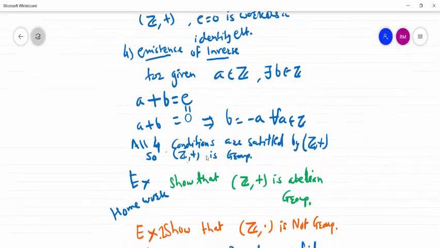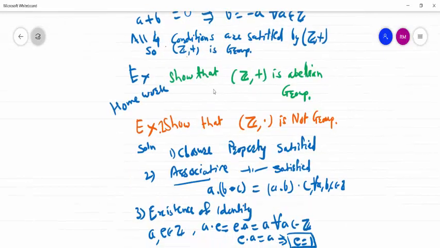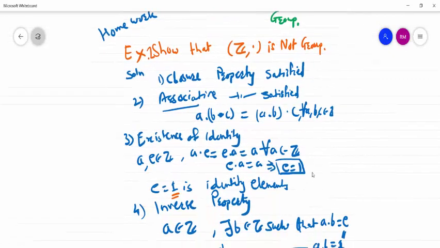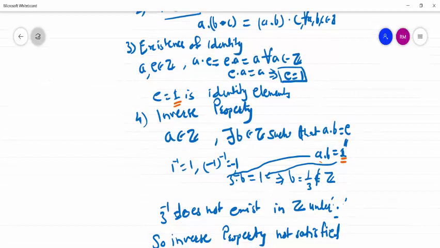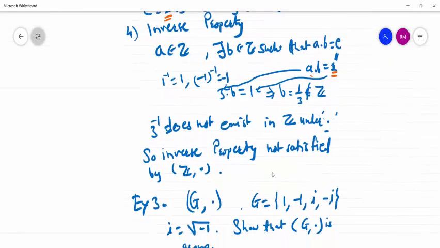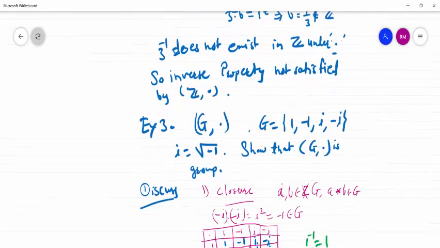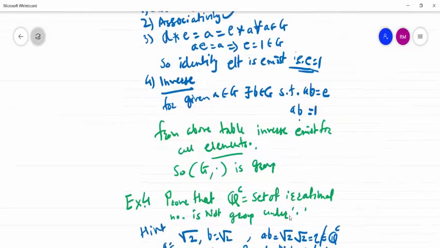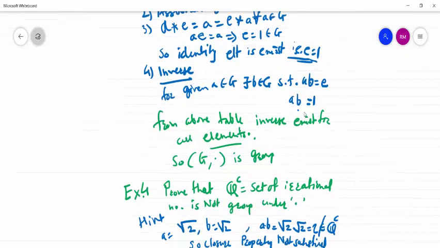And we talked about abelian group, meaning the four properties plus the last property, the commutative property. If the commutative property is satisfied, then it will be an abelian group. This example also we took, that this is a group under multiplication. We have defined G like this. This is about the previous lecture.